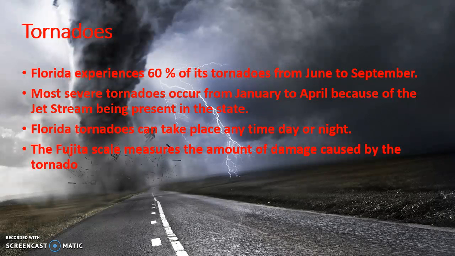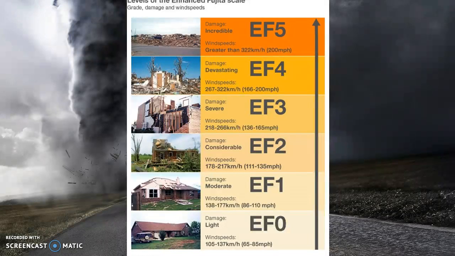Tornadoes are measured using the Fujita scale. Now it's called an enhanced Fujita scale, and it measures the amount of damage caused by the tornado. So when you look here, this is the Fujita scale going from an EF0 all the way to an EF5. At EF0, there's light damage. In EF1, you have some moderate damage. EF2, you can see the images as we go along. EF3 is more severe. EF4 would be devastating, and EF5 is complete and total devastation, and completely uninhabitable.